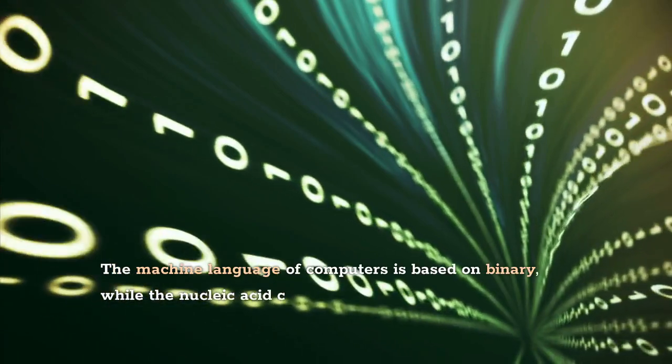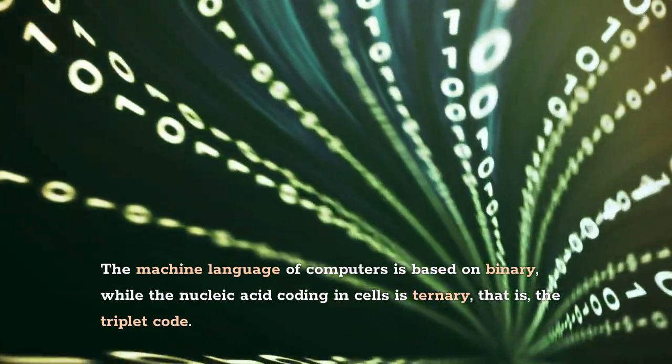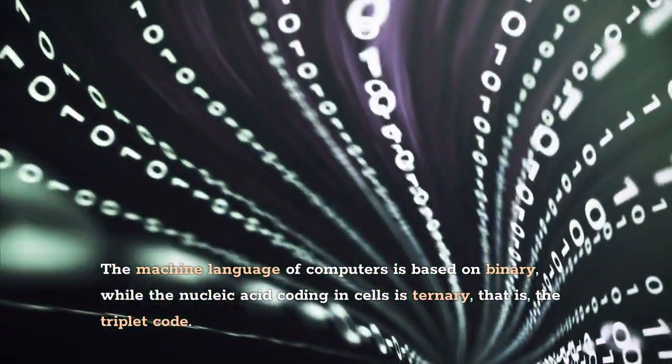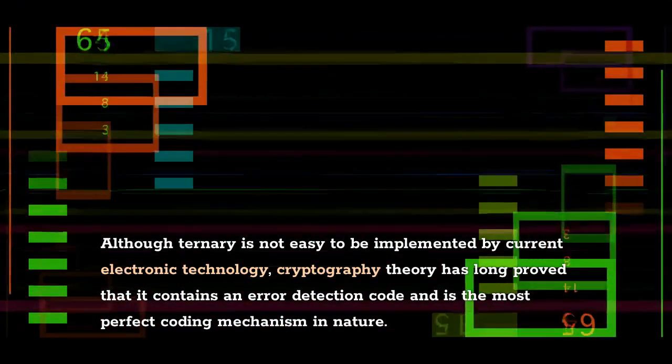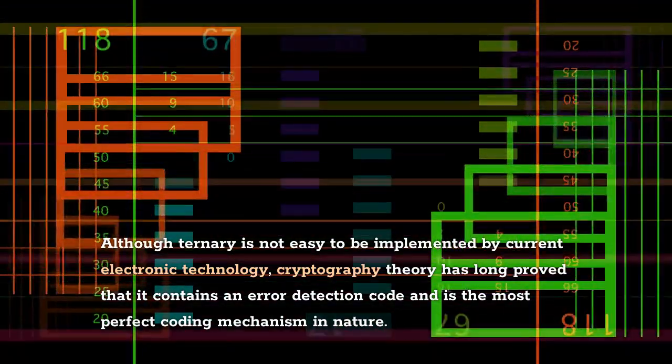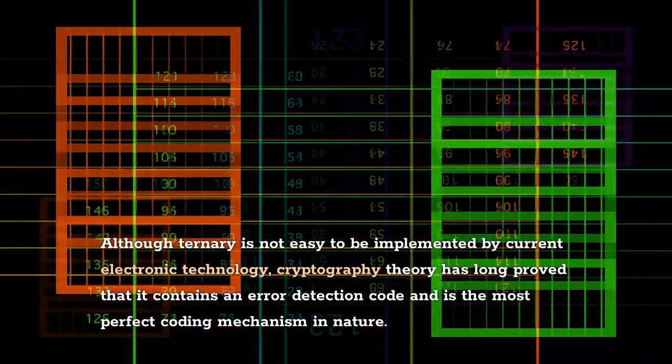The machine language of computers is based on binary, while the nucleic acid coding in cells is ternary, that is, the triplet code. Although ternary is not easy to be implemented by current electronic technology, cryptography theory has long proved that it contains an error detection code and is the most perfect coding mechanism in nature.